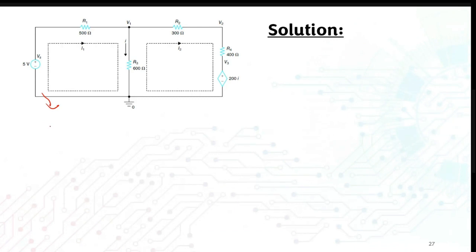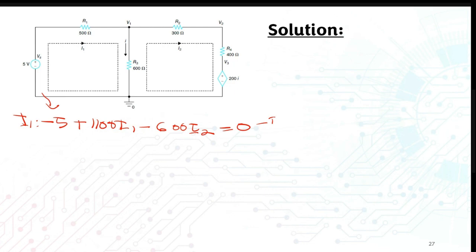So for mesh I1, it is minus 5 plus 1100 ohm times I1 minus 600 I2 equal to 0. This is your first equation. And then for mesh I2, just bear in mind what we already did: 200 I1 minus 200 I2. This is the constraint equation for this dependent source.